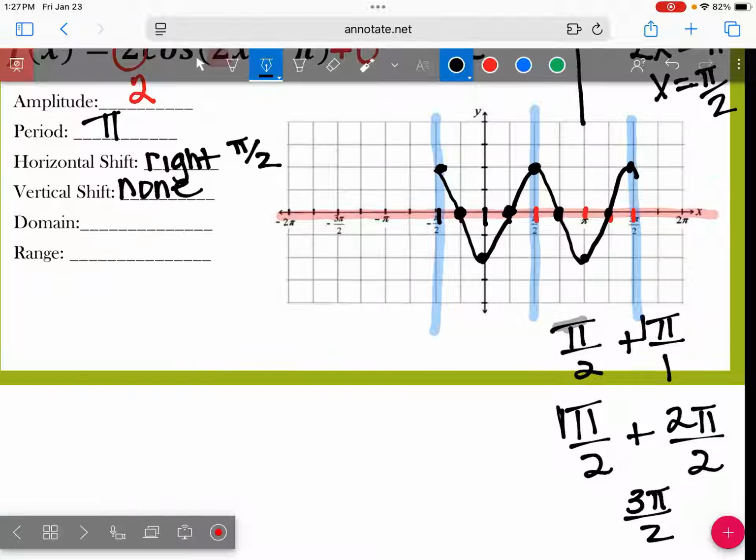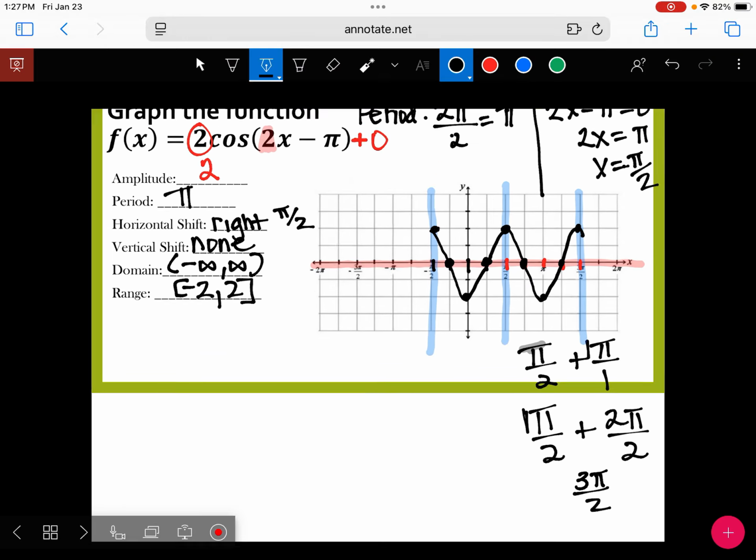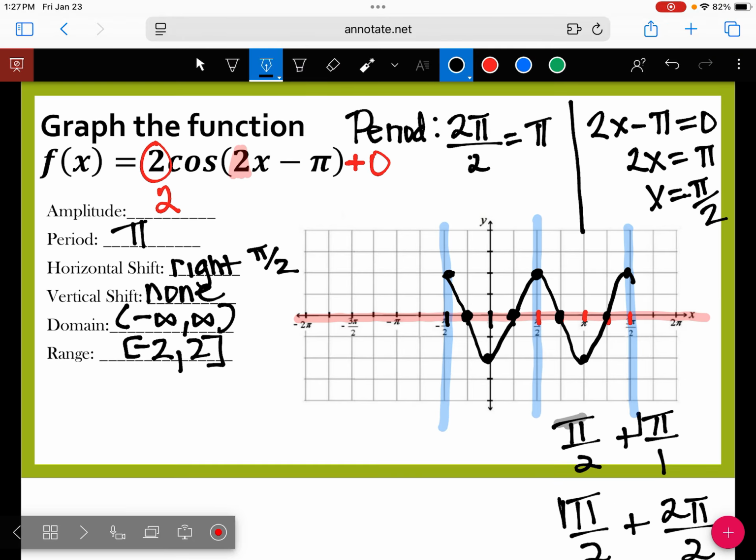So my domain is what? What's my domain? And my range is what? What's the bottom? And what's the top? 2. And that is that. And this is what we are going to continue practicing. We're going to practice and practice and practice because it is so important that you can graph sine and cosine. Because if you can't graph sine and cosine, you will not be able to graph secant and cosecant. So we're going to master this. We're going to keep practicing.